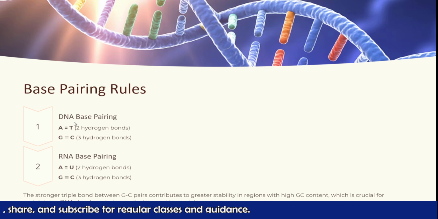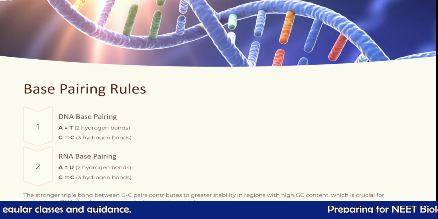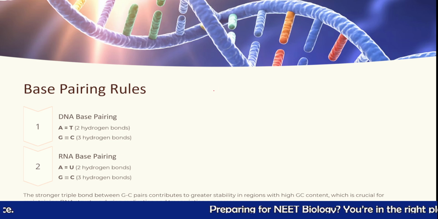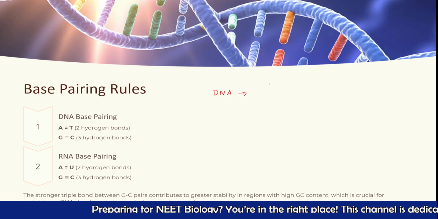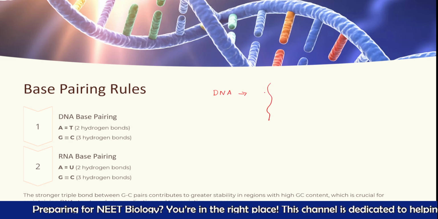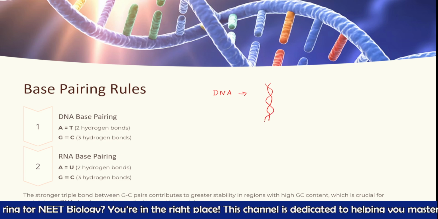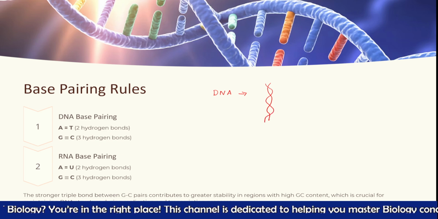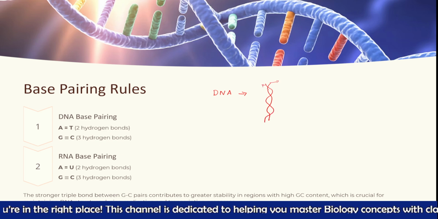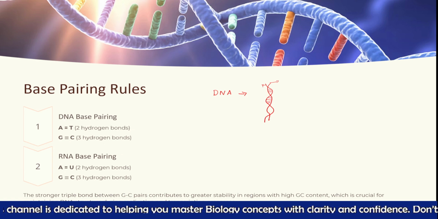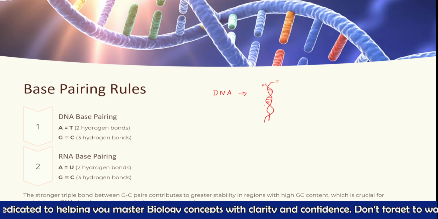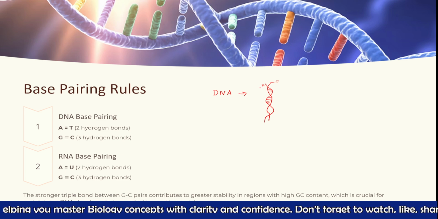And base pairing rule is another important part. When there is nucleic acid formation, especially in DNA, it consists of two strands. This is one polynucleotide chain, there is another polynucleotide chain. When these two polynucleotide chains join, they will be joined in between the bases only. So the base pairing is one important part here.